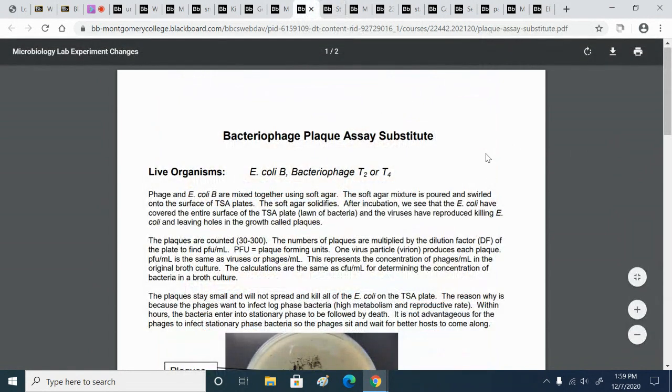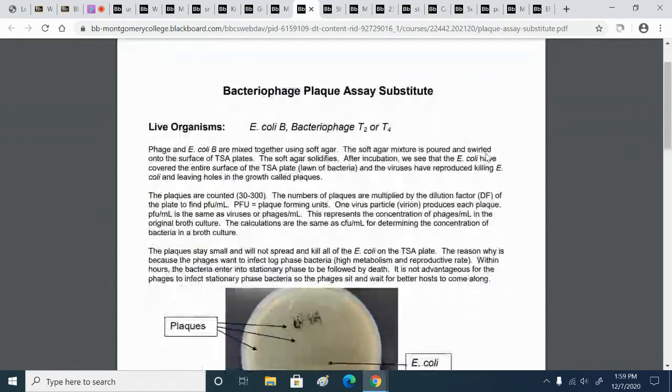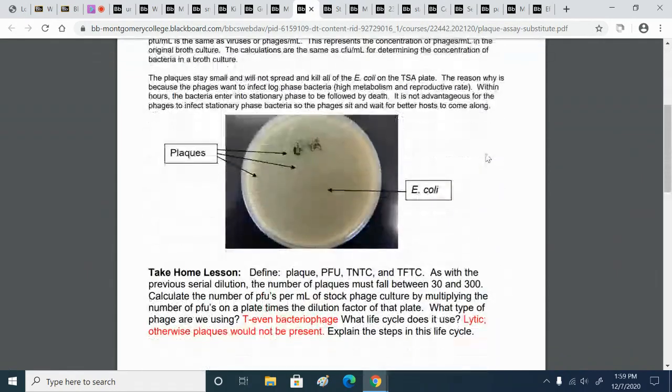So then we did do a serial dilution using a bacteriophage, a bacteria virus, and its host E. coli. We used a T-even bacteriophage like T2 or T4, and T-even phages have a lytic life cycle. So the idea is you mix your phage and E. coli together, you spread that mixture on the surface of an agar plate, the E. coli grow and completely cover the entire surface of the plate, and then the viruses reproduce and kill the E. coli, leaving holes in the growth. We call those holes plaques. So plaques are full of virus.